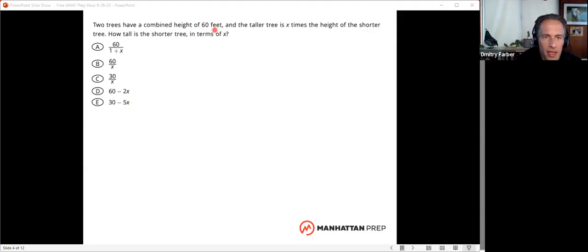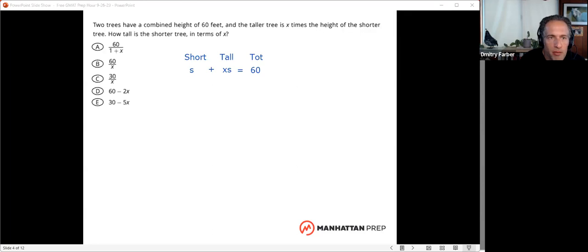If I think of it as organization, that can really help too, right? I could say, hey, there's a short tree and a tall tree, and the total is 60. I could organize this as, hey, I've got a short tree, and then the tall tree is x times the short tree. So I've got an equation. And honestly, at this point, I could just solve for s, right? And that's not a bad way to do it.